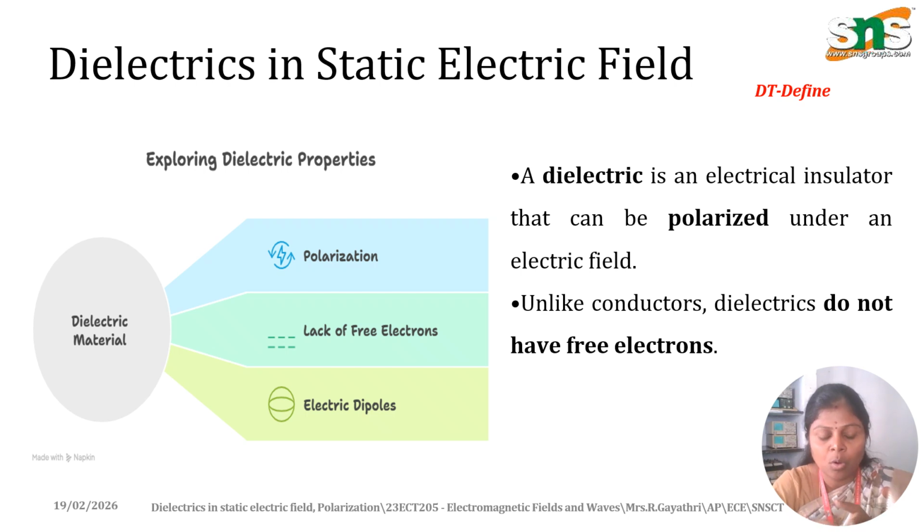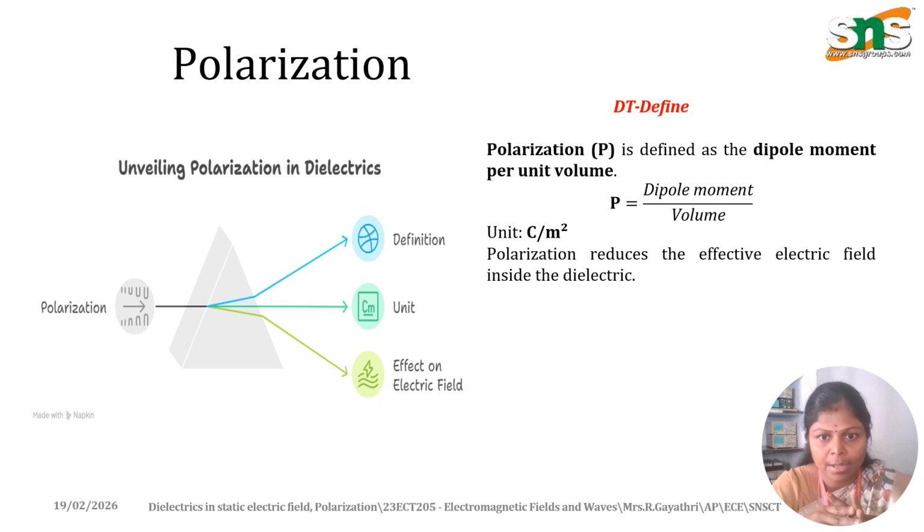The electric dipole has two charges, equal and opposite, separated by a distance, and the dipole moment is p = Q times d. Coming to the definition of polarization, polarization is defined as dipole moment per unit volume, P = Qd divided by V, and the unit of polarization is coulomb per meter square.